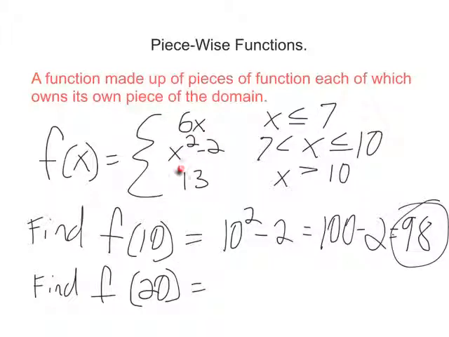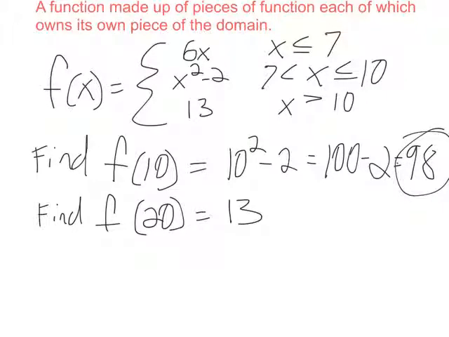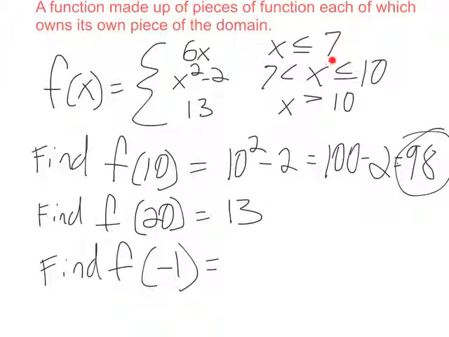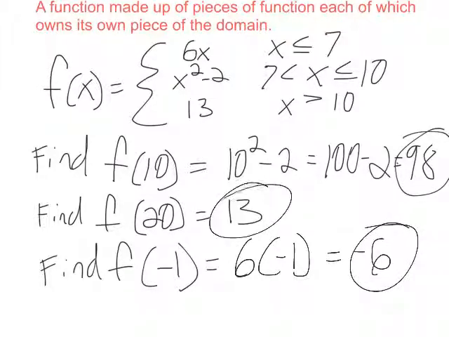This part would be drawn as a horizontal line if we were actually going to graph it, which means that every single y value is the exact same number as what you have right here. So 13 is the answer there. And if we were to get one more, just so we have all three of these covered, let's say find f of negative 1. I would use the top because negative 1 is smaller than 7, so it belongs in the one on the top. So that would be 6 times negative 1, which is negative 6. All right, so that's how we do evaluation of the piecewise function.